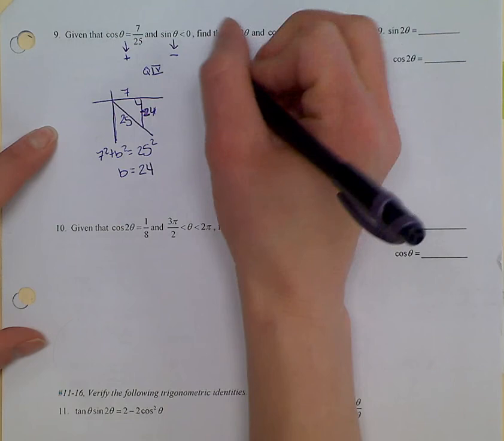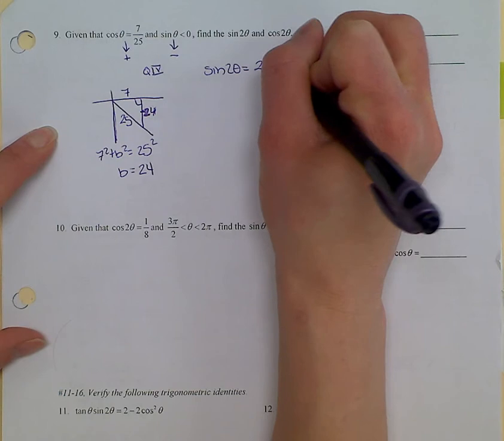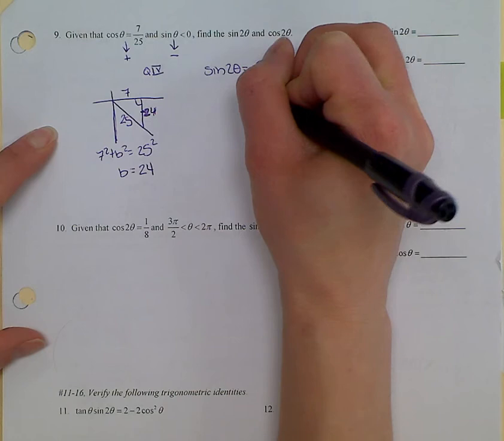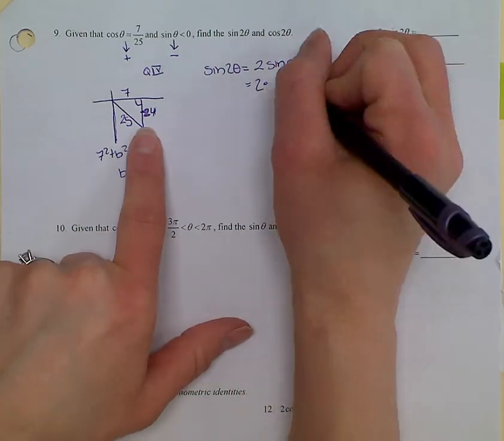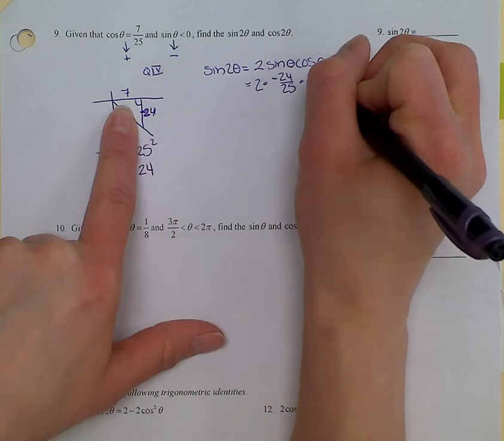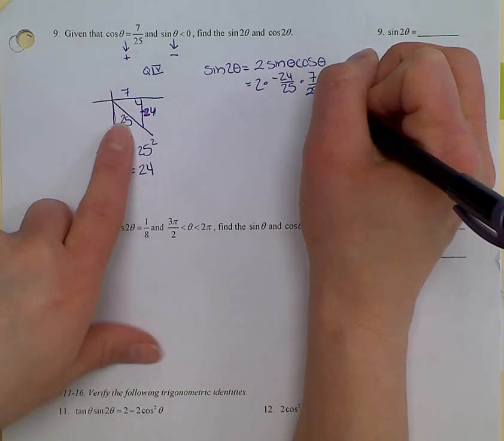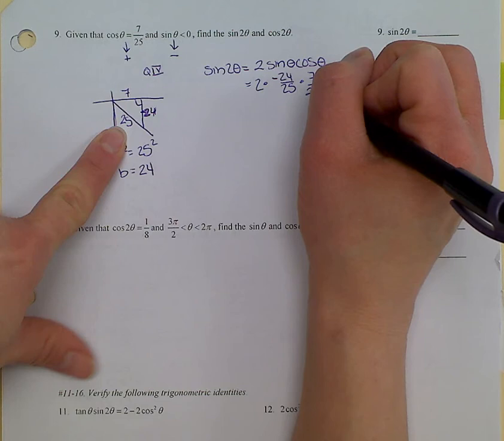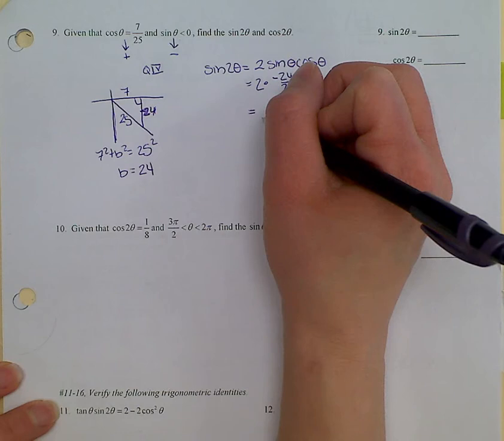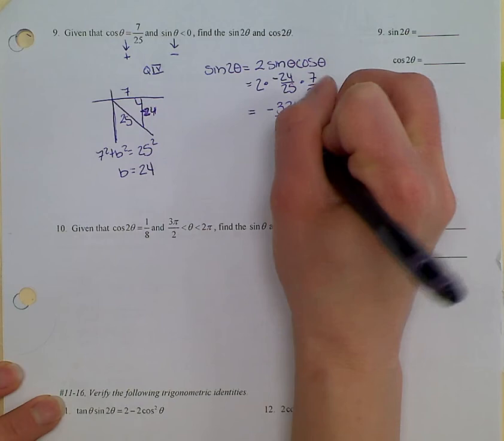So we have to find the sine of 2 theta. We're going to use our identity, which is 2 times the sine of theta times the cosine of theta. The sine of theta is negative 24/25. The cosine was given to us as 7/25, or we could look at our triangle. Our adjacent side would be 7, our hypotenuse would be 25. Okay, so we go through and we solve this, we get negative 336 over a positive 625.